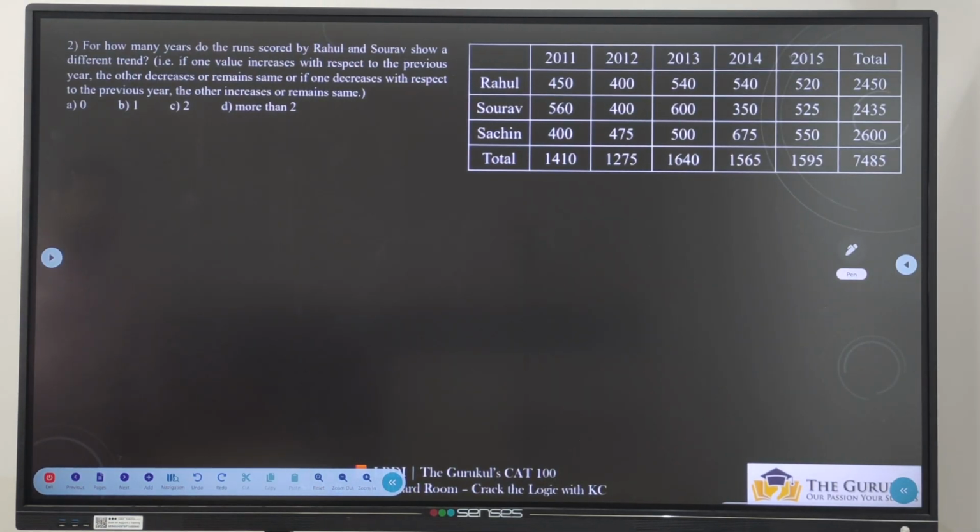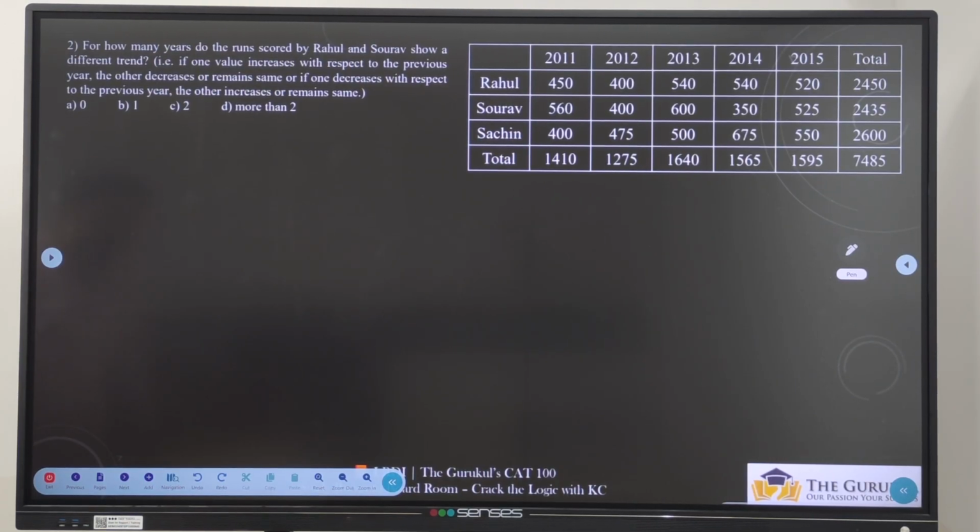Next, for how many years do the runs scored by Rahul and Saurav show a different trend? Now what is a different trend? If one value increases with respect to the previous year, the other decreases or remains same. Or if one value decreases with respect to the previous year, the other increases or remains same. So both should not be same. For Rahul and Saurav, so first and second rows we need to compare.